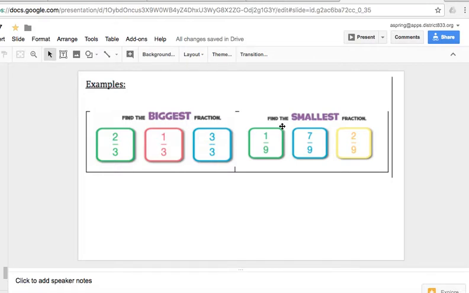Thinking about the smallest fraction, if every single pizza was made up of 9 slices and one person ate 1 slice, another person ate 7 slices, and the third person ate 2 slices, the smallest fraction would be the smallest amount of pizza that was eaten, and that would have just been 1 out of those 9 slices because there was a lot of the pizza that was left over.